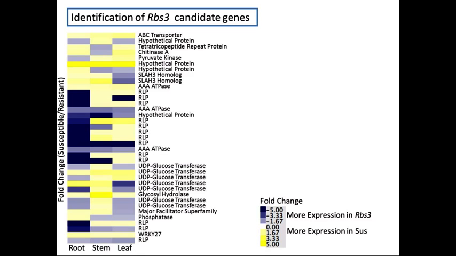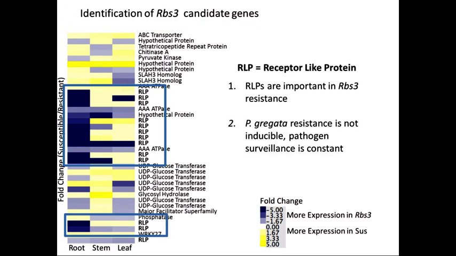And what stands out the most is this really dark blue region being expressed strongly in the resistant roots. These are 12 different receptor-like proteins, or RLPs, expressed very strongly in the resistant genotype. So this tells us, because they're expressed so strongly and there's so many of them, that RLPs are important in RBS3-mediated resistance. And because they're expressed in the roots, regardless of infection in the resistant genotype, we know that P. gregata resistance is not inducible.